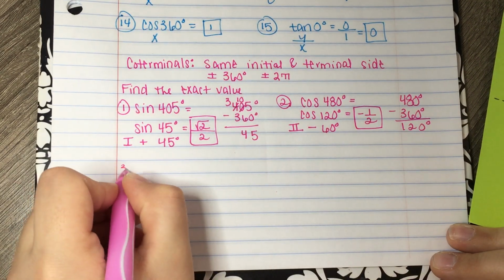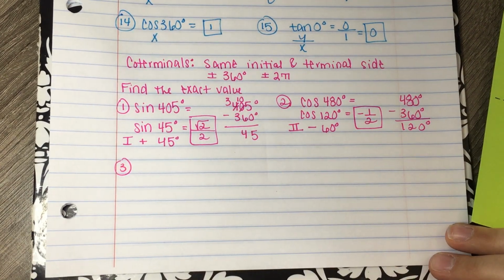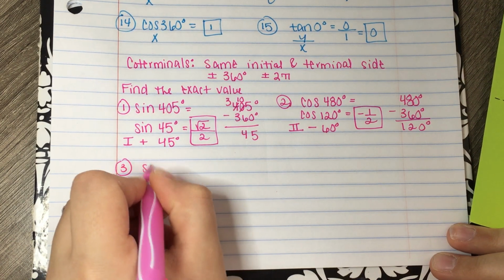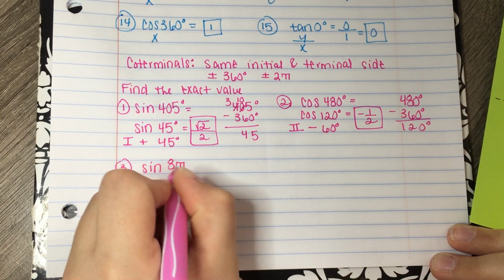All right, moving on to number 3 here. We don't have many examples, and we're going to do sine of 8 pi over 3.